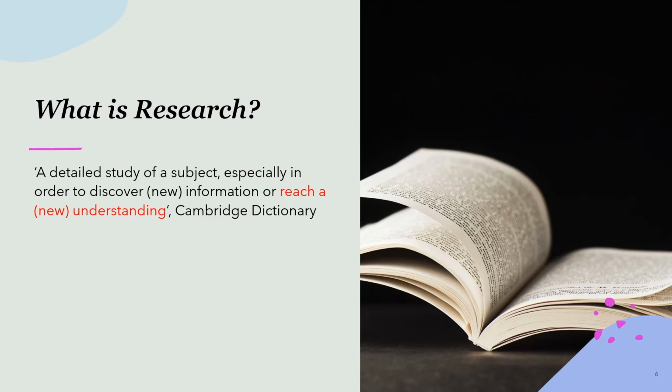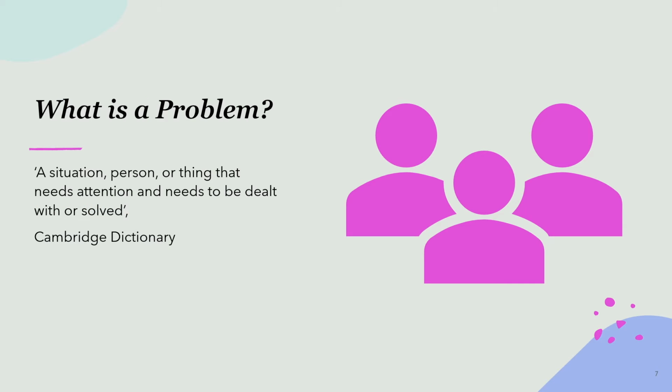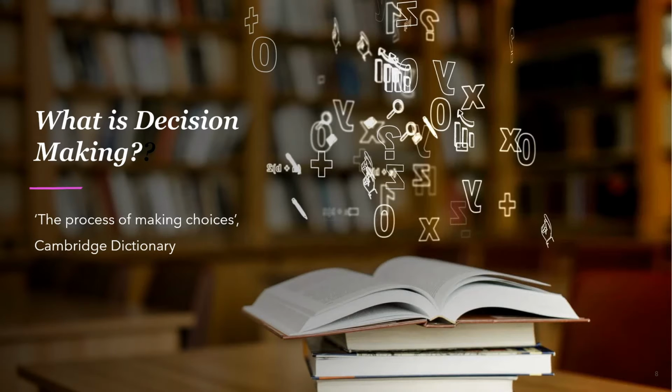Before we start, let me declare some definitions. What is research? A detailed study of a subject, especially in order to discover new information or reach a new understanding. Now, what is a problem? A situation, person, or thing that needs attention and needs to be dealt with or solved. What is decision making? The process of making choices.